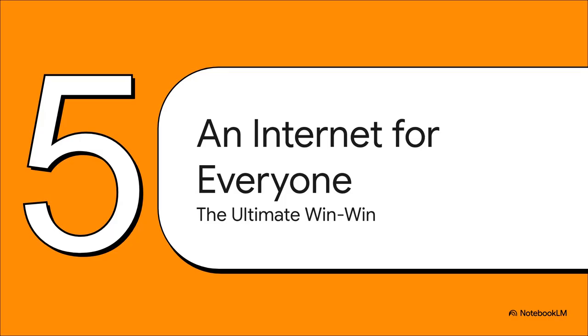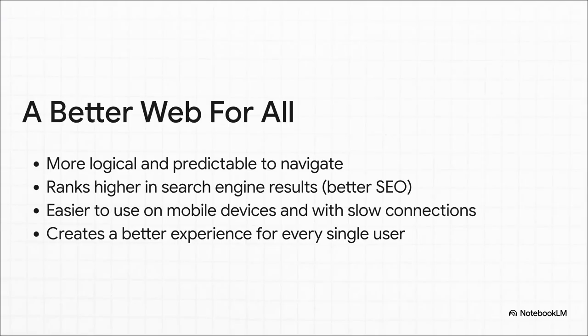All right, so let's zoom out and bring this all together. What does all of this mean for the internet as a whole? When it comes down to it, building an accessible web isn't just about helping people with disabilities. It ends up helping everybody. Seriously. Accessible sites are just more logical and predictable to use. They tend to rank higher in search results. Hello, better SEO. They're easier to use on your phone or on a slow connection. It just creates a better experience for every single user, period.